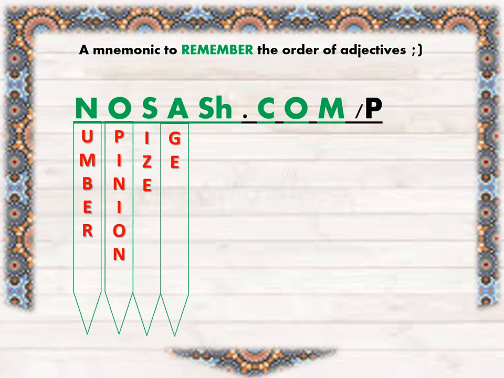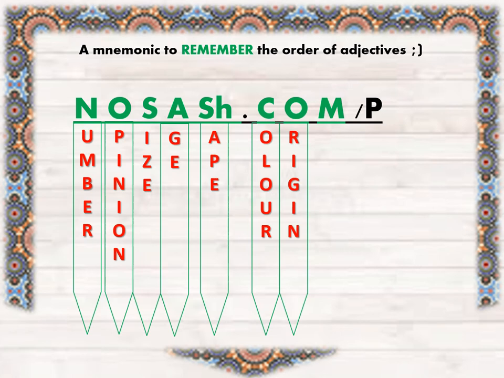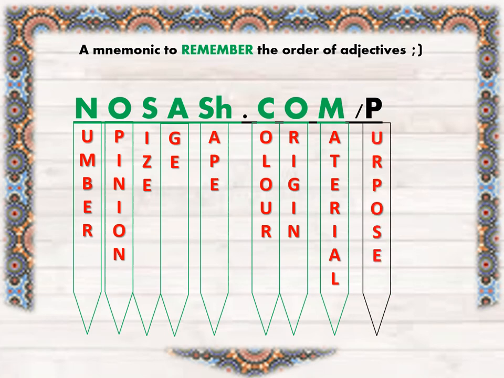A stands for age, modern, old, new. And SH stands for shape, square, rectangular, oval. And C stands for color, yellow, white, green, blue. O stands for origin, Moroccan, German, Spanish, American. M stands for material, the material that it is made of. So, for example, silken, woolen, wooden, etc. And P stands for purpose. Okay? For example, one, lovely, small, old, round, red, Russian, woolen, winter, hat.